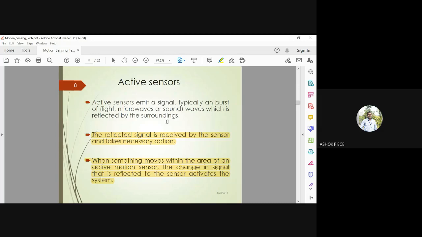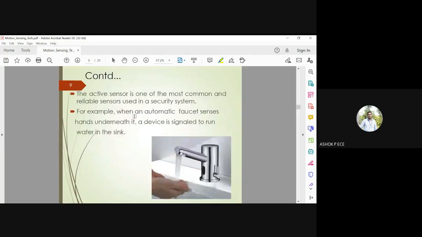When the light is not coming back, it means that for that particular time there was a motion detected. Simple. The IR rays will be continuously emitted, so you can clearly say for what period of time the rays did not come. In that period of time, I could detect a motion. It can be motion by animals or human beings, it may be anything. The active sensor is one of the most common, reliable sensors used in a home security system.